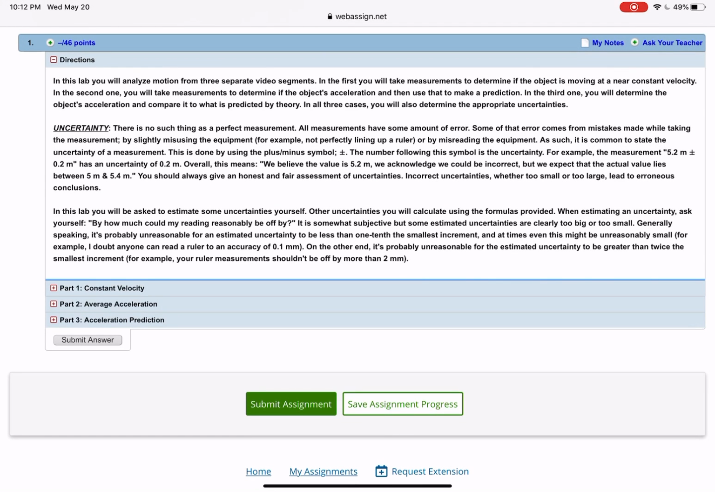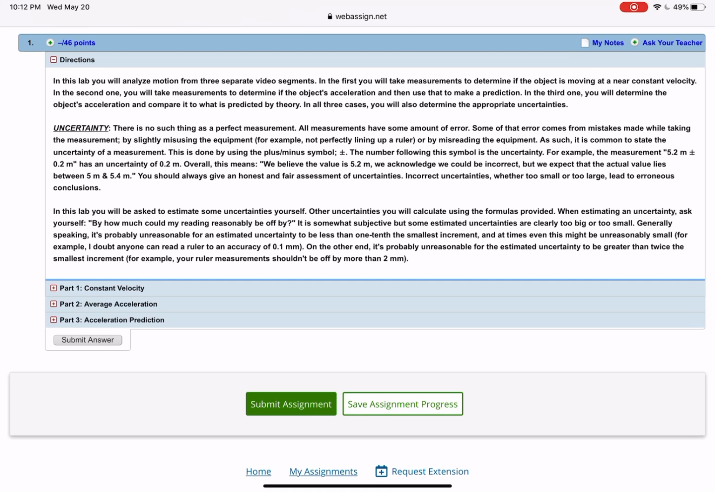I wanted to talk a little bit about this lab. This lab, the motion lab, you're going to be doing some analysis of motion. There's three parts. The first part is constant velocity. You're going to be looking at a video and determining what that velocity is.